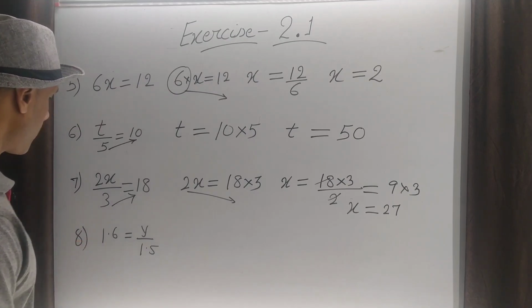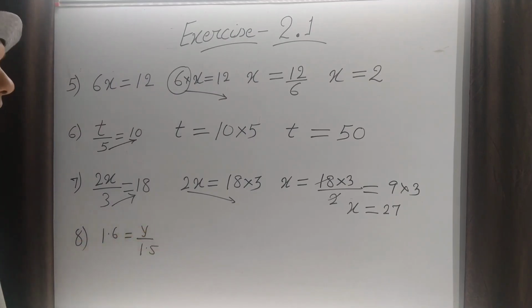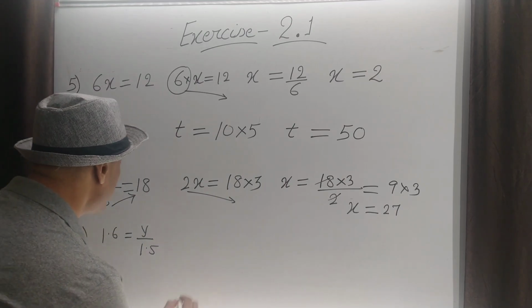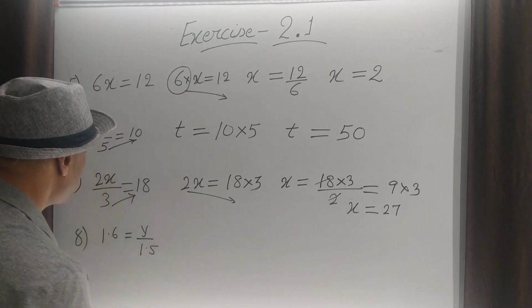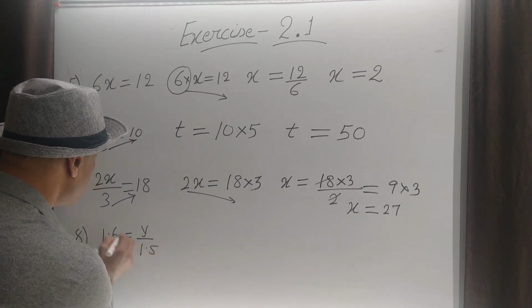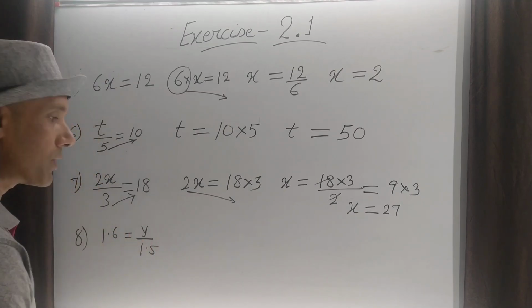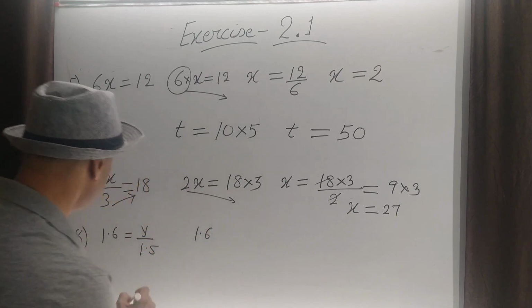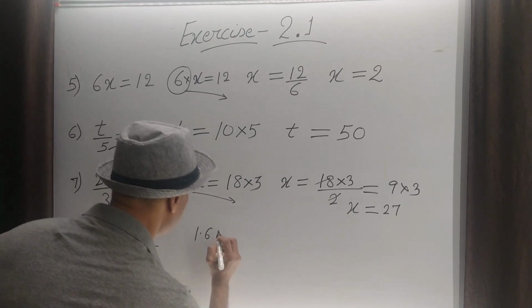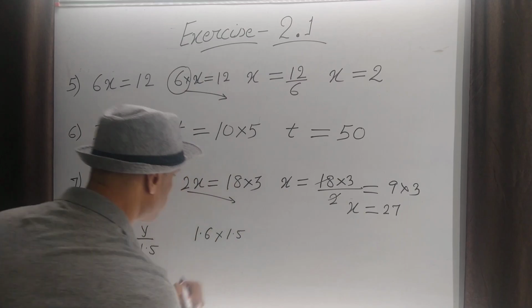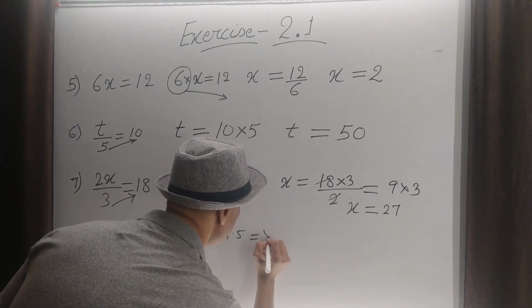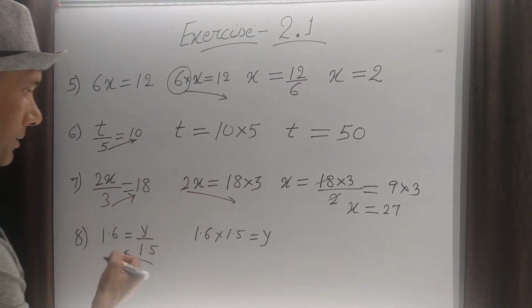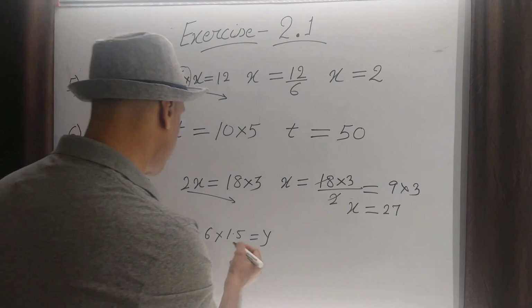This question, 1.6 is equal to y divided by 1.5. So we can write, while we transpose, this 1.5 will get multiplied to 1.6. So 1.6 into 1.5 is equal to y. Okay. So we multiply this.